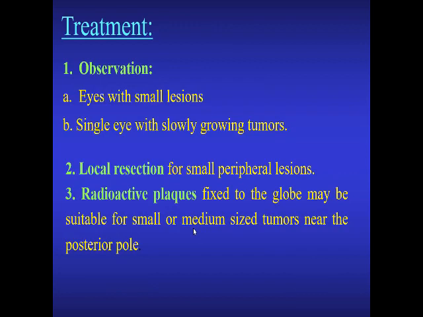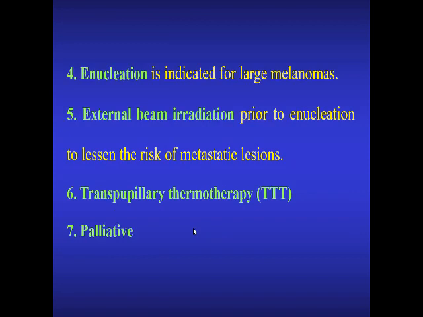Treatment, either by observation in eyes with a small lesion or if there is a suspicion of choroidal nevus, single eye with a slowly growing tumor. You can perform local resection for small peripheral lesions or radioactive plaques fixed to the globe, which may be suitable for small or medium-sized tumors near the posterior pole. Enucleation is indicated for large melanoma.